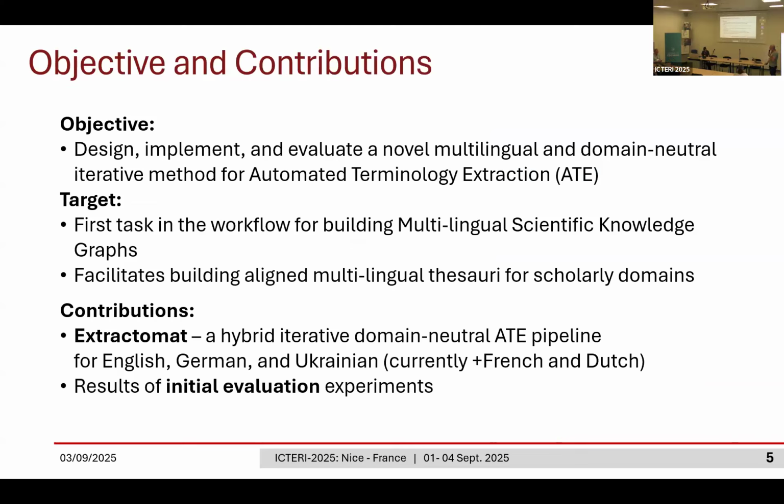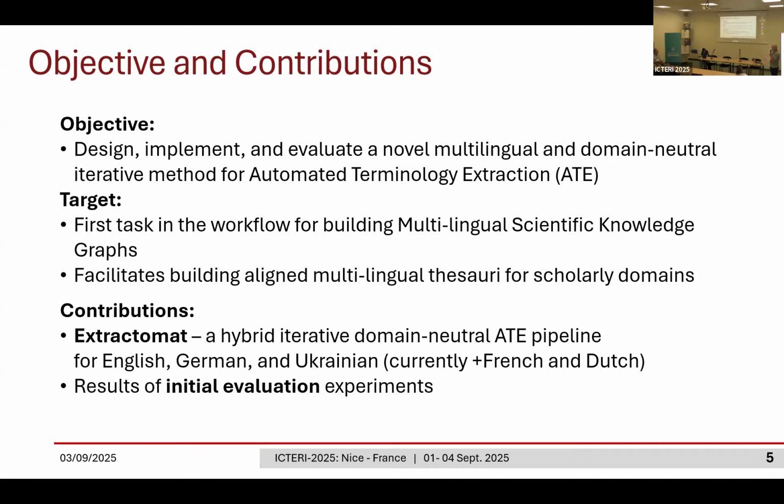The objective of this research is to design, implement, and evaluate a novel multilingual and domain-neutral iterative method for automated terminology extraction, also known as recognition. With this objective we target the first task in the workflow for building multilingual scientific knowledge graphs, which facilitates building aligned multilingual thesauri for scholarly domains, for any scientific discipline where you are lacking this structured knowledge representation. This will lead us to neurosymbolic, as revealed in the previous talk.